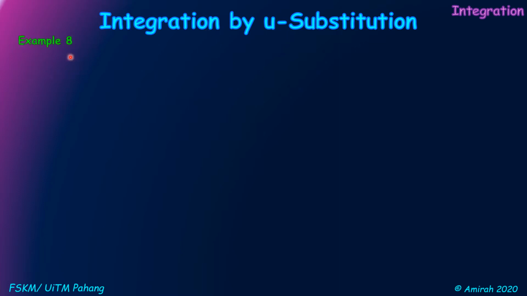In this video, we are going to continue with examples for integration by U-substitution. Now we look at example 8. Evaluate the integral from 0 to 1 of x over the square root of 3x squared plus 1 dx.